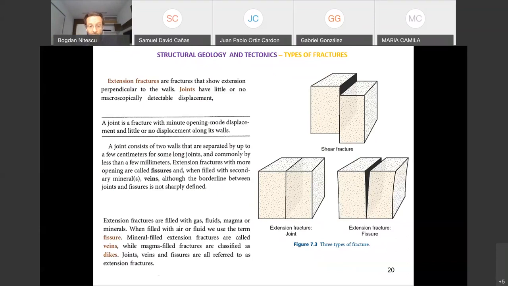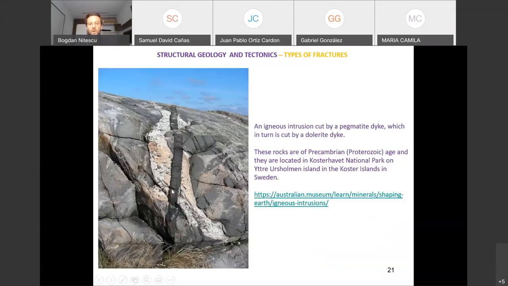So you have here the explanation: fissure, veins, and dikes. This is the terminology. Now, let's look at some images, because you cannot go in the field. We have a look at a couple of images.